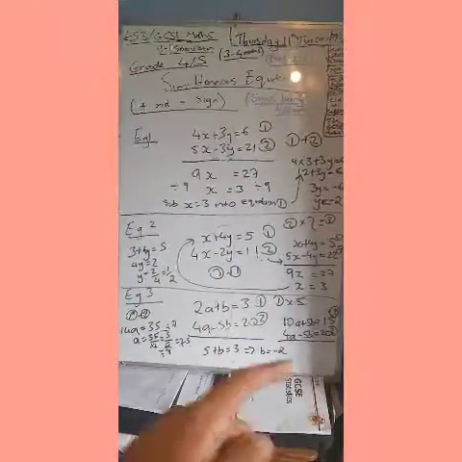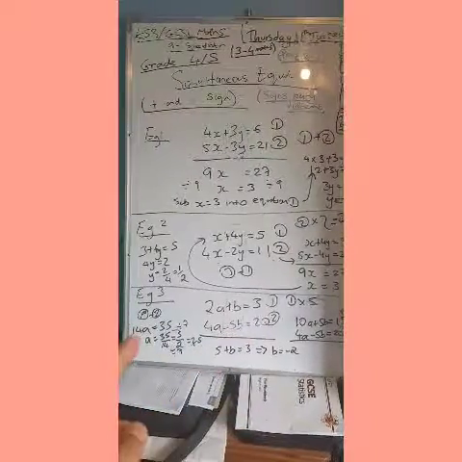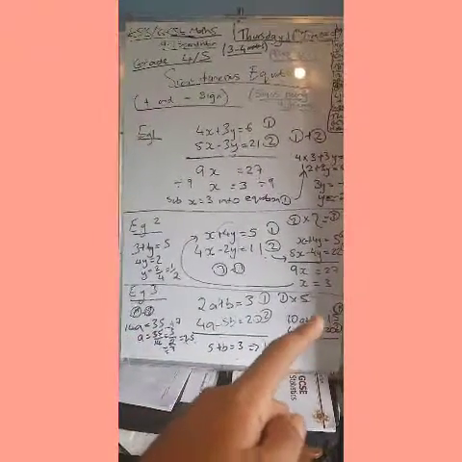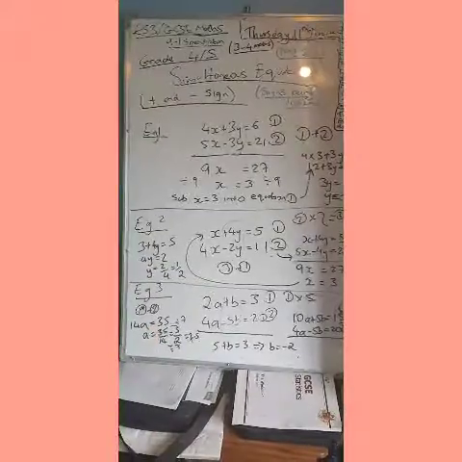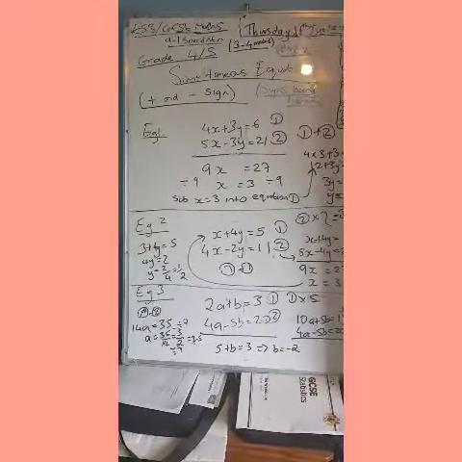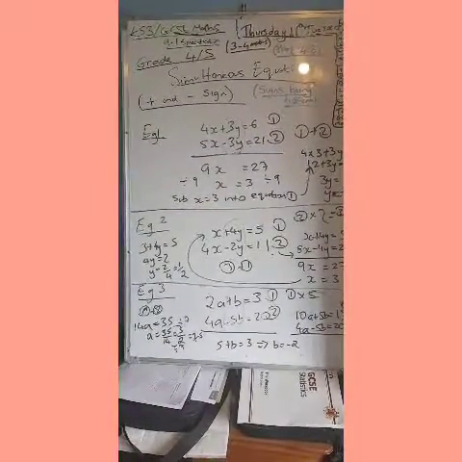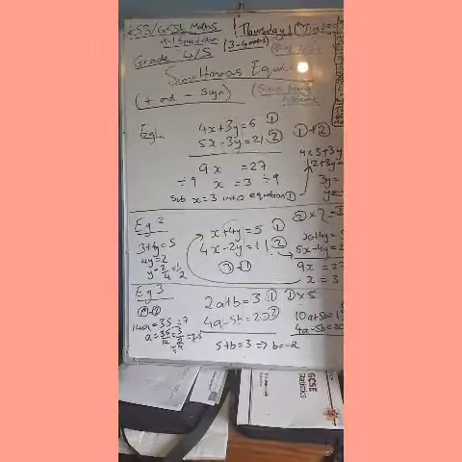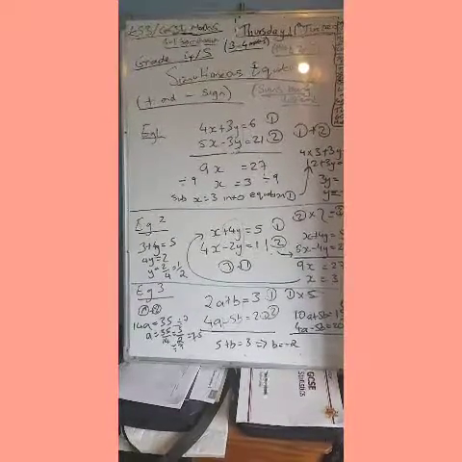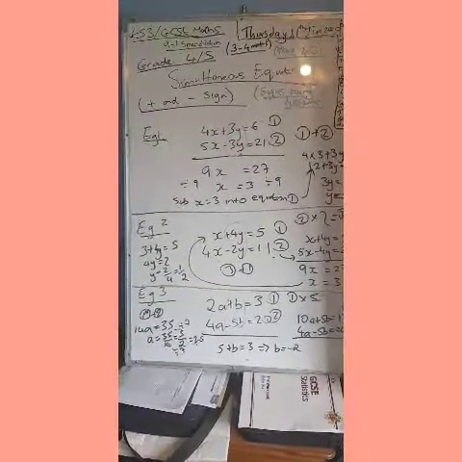So I get 10 plus 4 is going to be 14a. 15 plus 20 is going to be 35. So 14a is equal to 35. Divide both sides by 14. So I get a is equal to 35 over 14, which is 5 over 2, which is equal to 2.5.